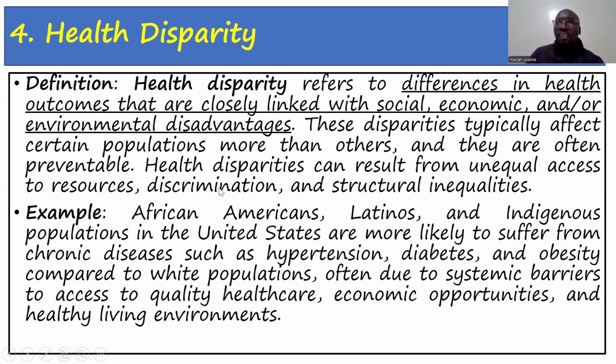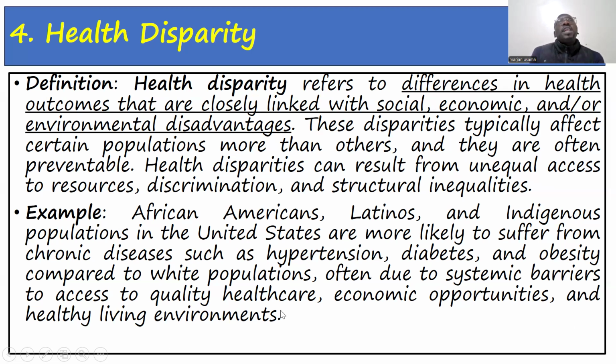Some people have access to resources, and some people don't have access to resources. Sometimes it's just discrimination. Maybe gender-wise, the male are preferred over the female, or maybe because of my color, or sometimes it can be structural inequalities. So for example, African Americans, Latinos, and indigenous population in the United States are more likely to suffer from chronic diseases such as hypertension, diabetes, and obesity compared to white populations, often due to systemic barriers to access to health care, economic opportunities, and healthy living environment.